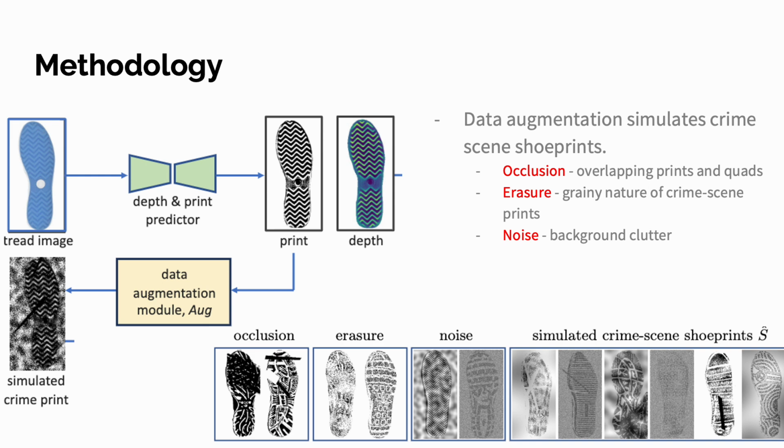Our method, named CriSp, first predicts thread depth maps and clean, fully visible prints from RGB thread images. Then, a data augmentation module simulates noisy and degraded crime scene shoeprints from the clean prints by optionally using occlusion, erasure, and noise. Occlusion is added in the form of overlapping prints and random shapes. Erasure removes part of the print to create a grainy appearance, and the noise mimics background clutter in images. We can see the effects of each of these degradations and example simulated crime scene prints here.